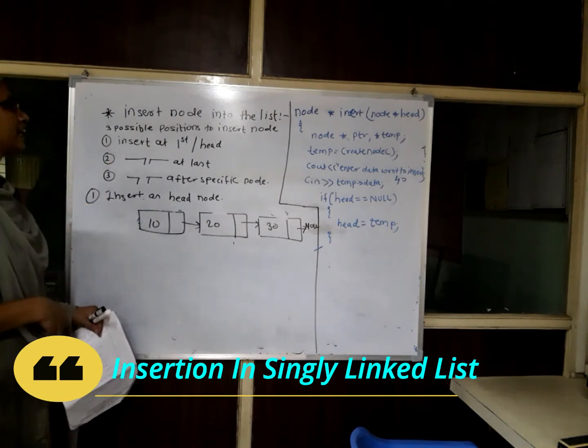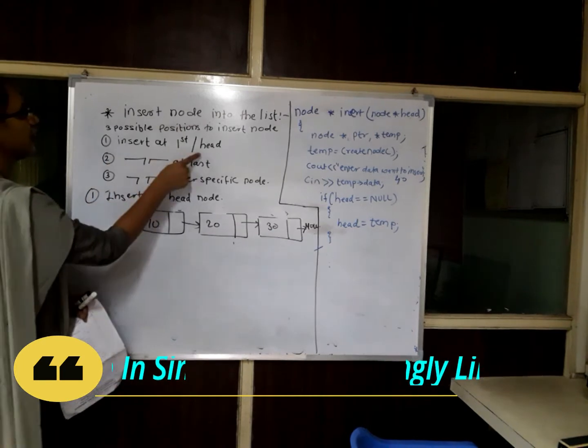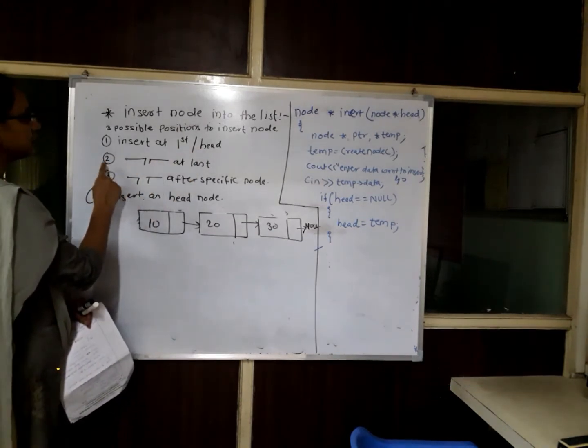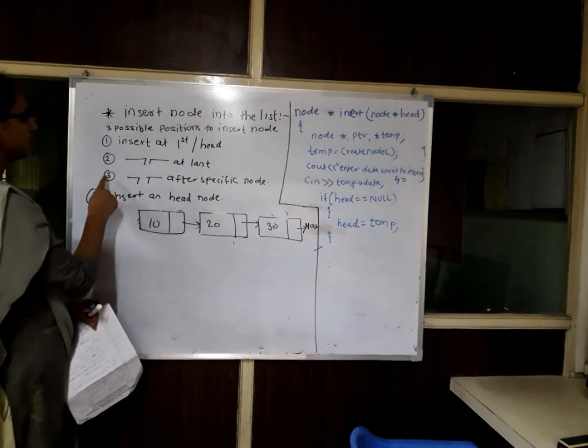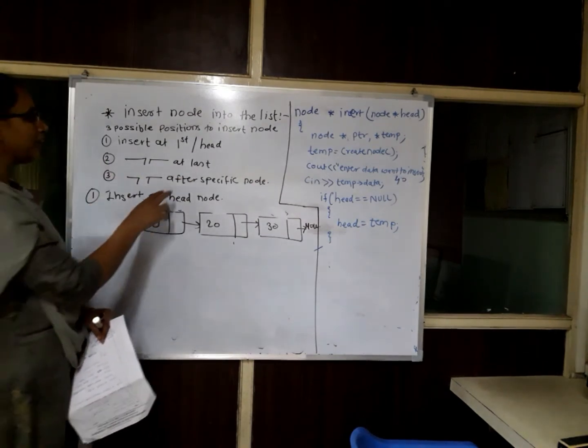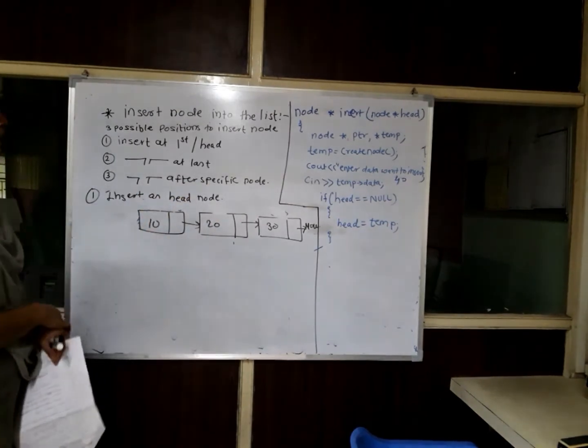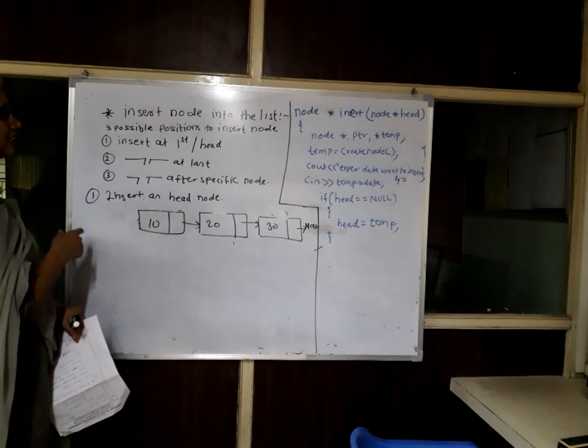We can add the node into the list at three possible positions. First, we can add the newly created node as a first node or as a head node, or we can add the newly created node at the last, or we can add the newly created node at a specific position, that is after a specific node. Okay? So we will see one by one all these three cases.